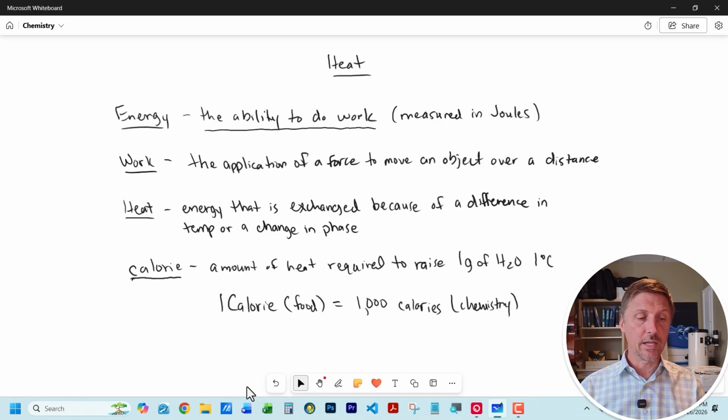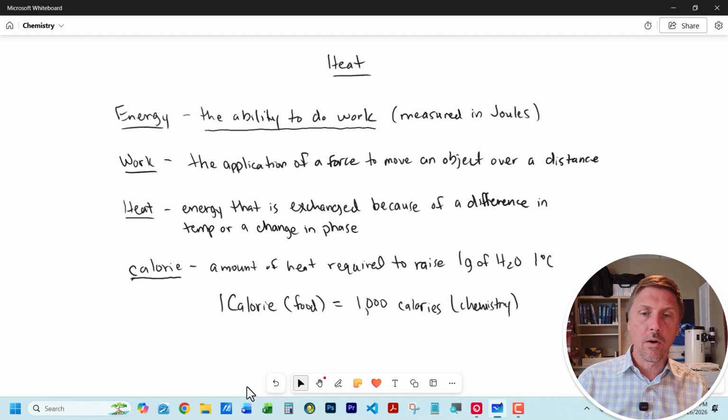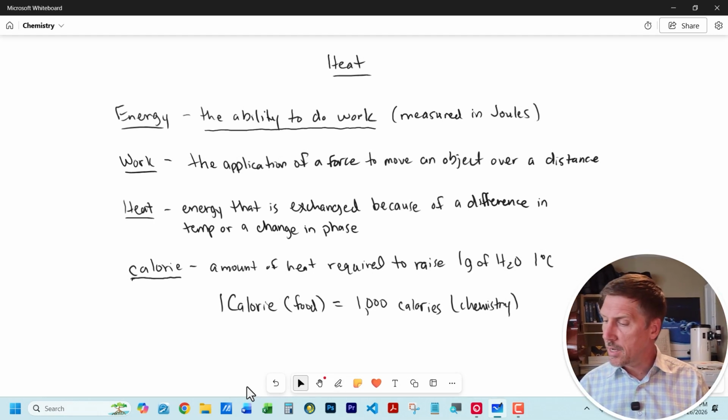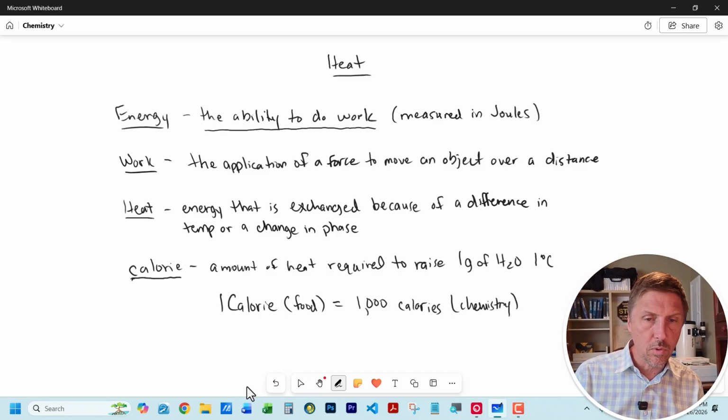If we could raise a gallon of water 100 degrees Celsius, that means we could boil 5 gallons of water with what we consume in food in just one day, right? So that's pretty amazing. Now, one thing that we do also want to know, no, we're not going to go there quite yet. That's going to be our next topic. But I do want to point this out.